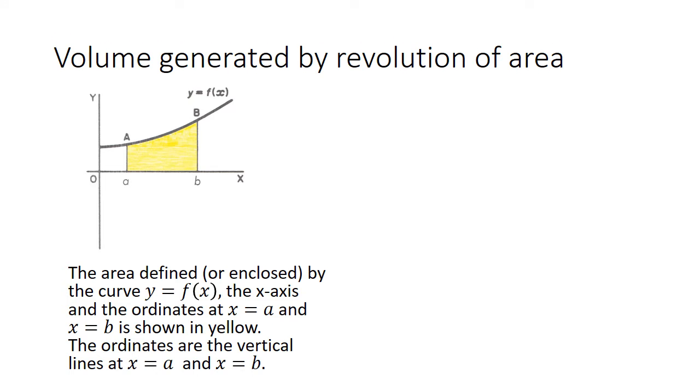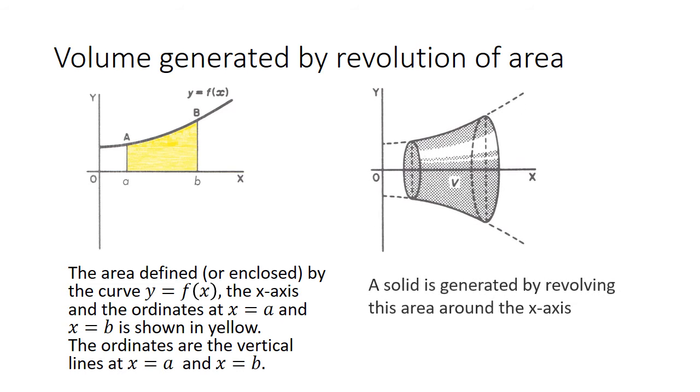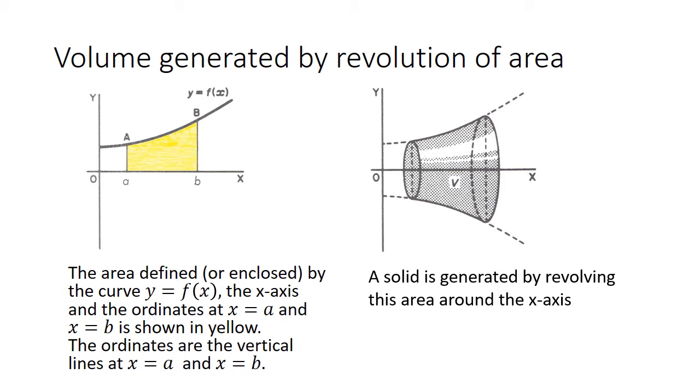On this slide, we have an area shown in yellow. And this area is defined by 4 lines. The curve given by the function y = f(x). The vertical line, which is known as the ordinate, at x = a. The other ordinate at x = b, and the x-axis. So these 4 lines define this area which you see in yellow. If you take this area and revolve it around the x-axis through 360 degrees, you will end up with this solid shape which you see on the right-hand side.